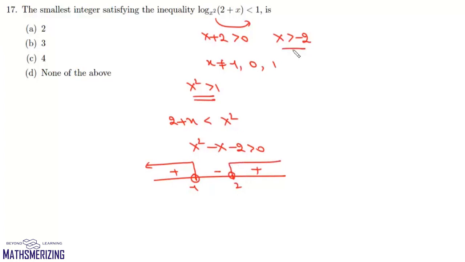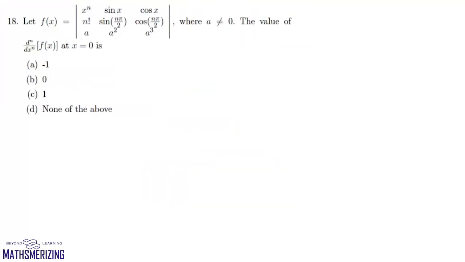Now the condition here is x is greater than minus 2, and it cannot take the value minus 2, minus 1, 0 and 1. So the smallest integer which satisfies this inequality is 3, and that's your option B. Now question number 18 is, we are given this function f(x).